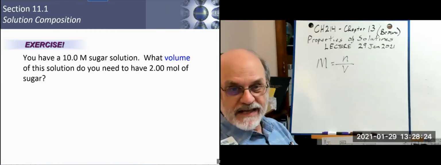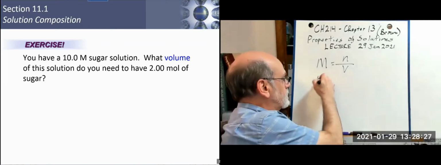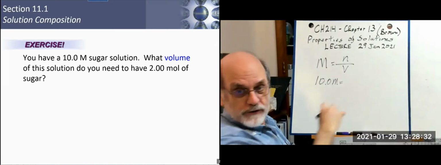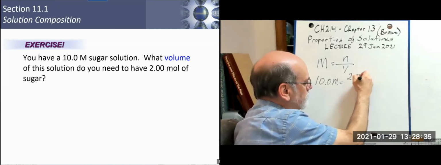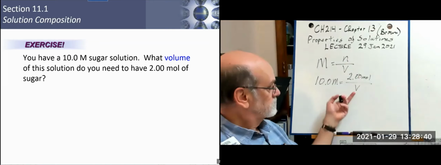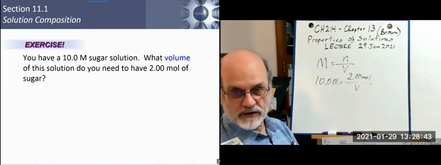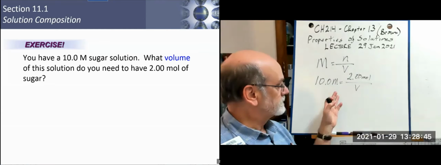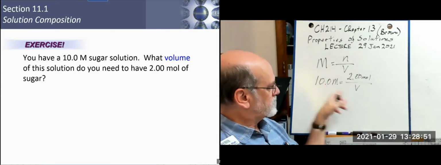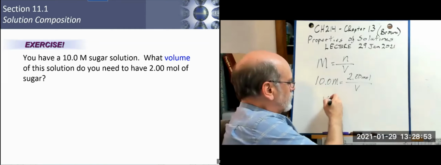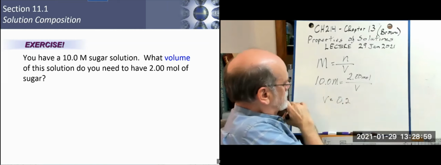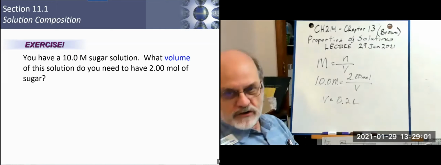So in this problem, we have a 10 molar solution. And what else are we given? 2 moles of sugar. And we want to solve for volume. What volume of this solution do you need to have 2 moles of sugar? And then you just solve for V. So we bring V over here and put 10 over here, and the volume then would be 1/5 or 0.2. Yeah, 0.2 liters.